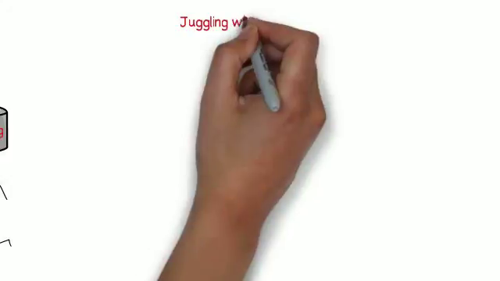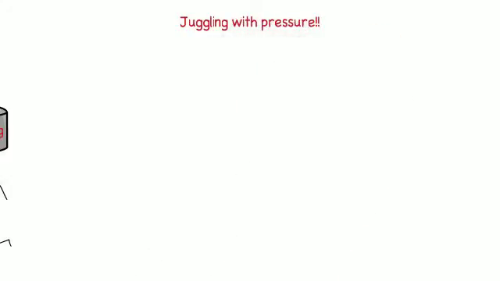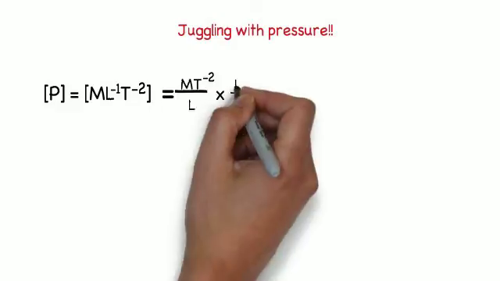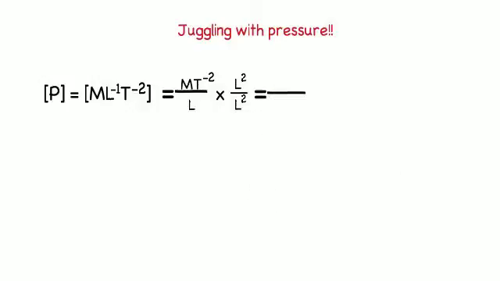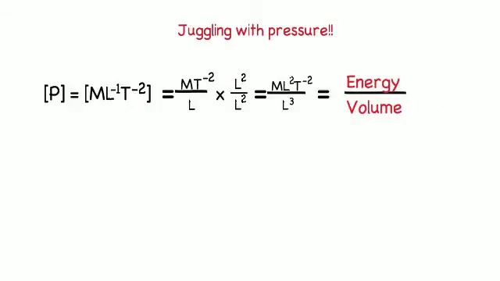With a little fun play with dimension, you can show different ways of expressing pressure. If you follow this step, you can easily show that pressure can be written as energy per unit volume or just energy density. Again, it can also be written as density times velocity square.